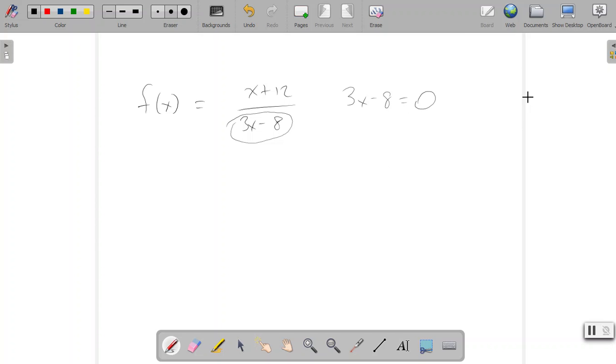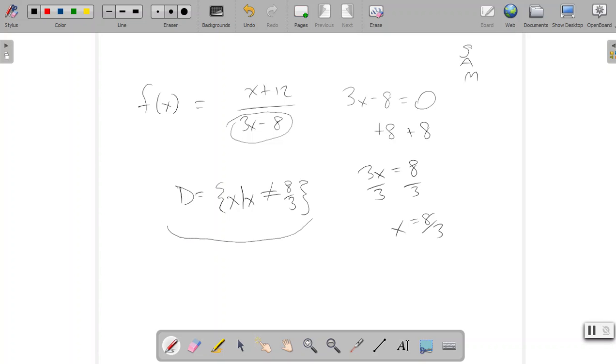So now this gets back to, I know you've heard me say this 50 times, SAM: simplify, add, multiply, which I'm not going to write out. I'm going to add 8 to each side. 3x equals 8. And then divide by 3. So 8/3 would make this be 0 and thus undefined. So I throw out 8/3: x so that x is not 8/3. That is my answer for that. For fractions, it's always going to be x so that x is not something. Could be more than one thing.